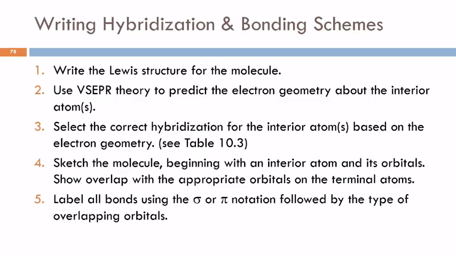So, set of instructions for writing the Lewis, writing hybridization and bonding schemes. We start with the Lewis structure. You look at the Lewis structure and use the ideas we learned in VSEPR theory to identify the electron geometry. The number of electron groups. Remember, an electron group is a lone pair, a single bond, a double bond, a triple bond, or a lone electron in a radical. Then you're going to select the correct hybridization for the interior atom. That's based on the electron geometry. You can look at table 10.3, but it's really not that hard. You need to learn how to do it without that.